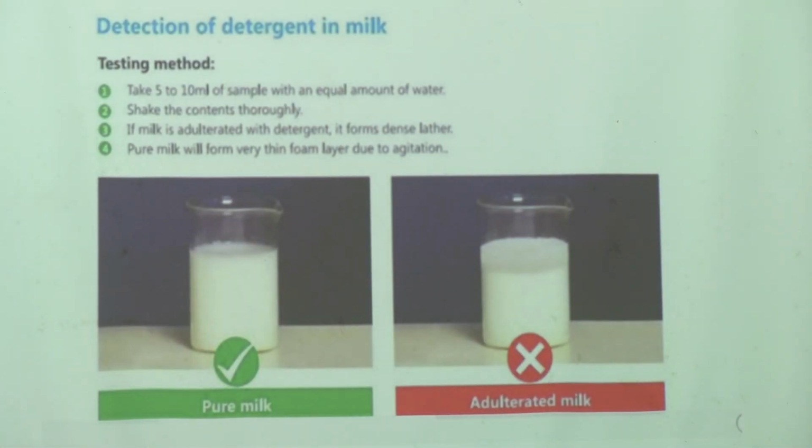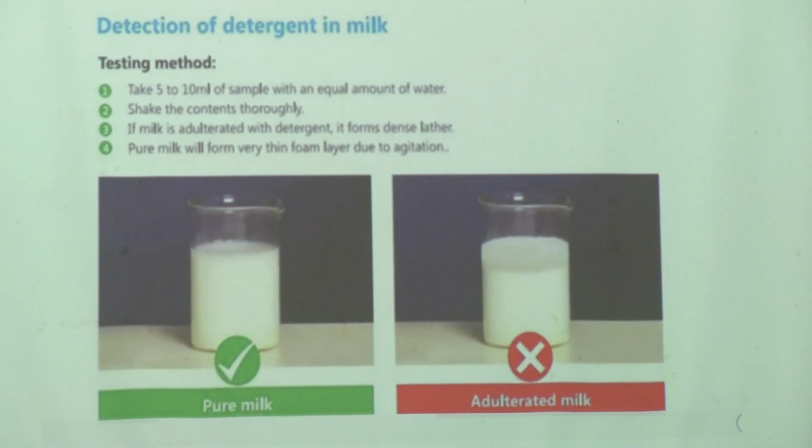Then another one, detergent in milk. Take 5 to 10 ml of milk and shake it. If it is adulterated with detergent, on the right side it forms a dense lather. And on the left side is pure milk, with just a thin foam layer. Okay. This is a very common method.